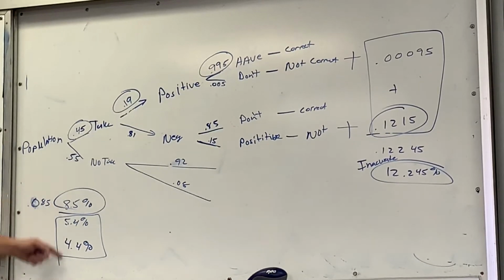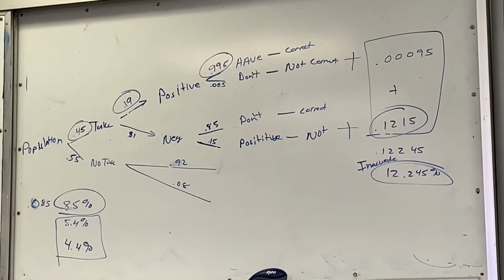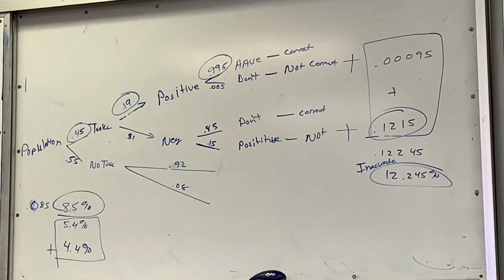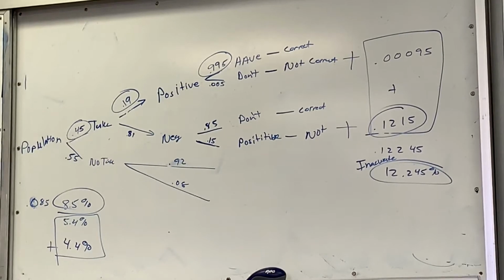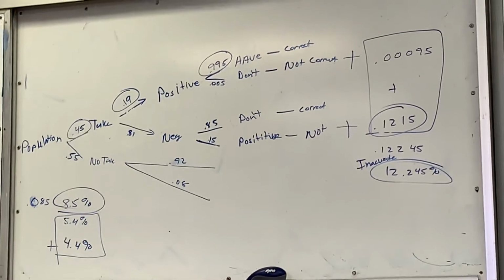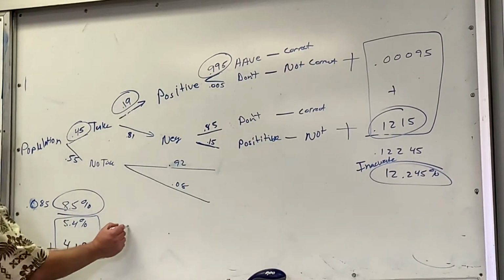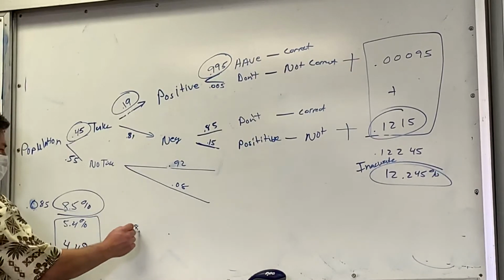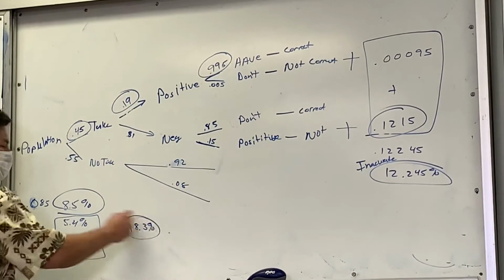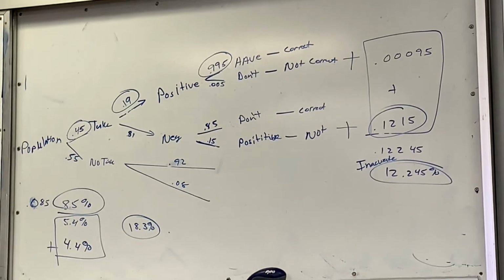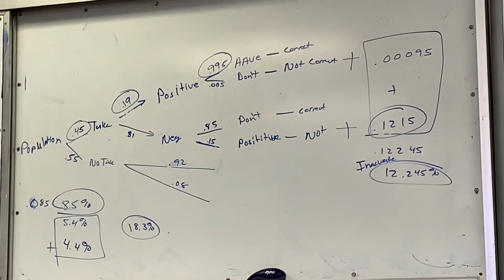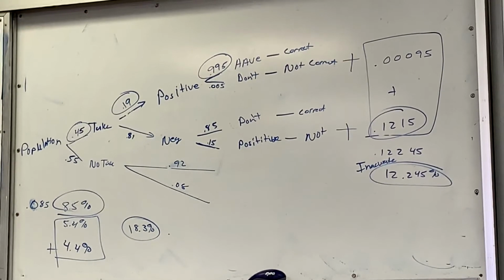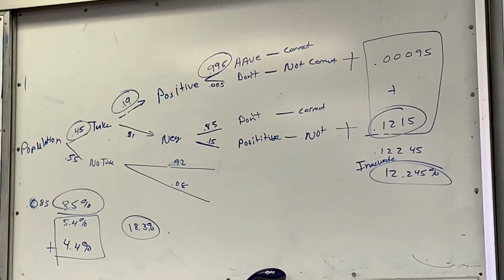What should we do with all these numbers, by the way? Add all three of those together, just as the decimal. And what do we get? 18.3. That's really about the percent of the population that have had or have coronavirus. So that's about 20% of the population have had it.